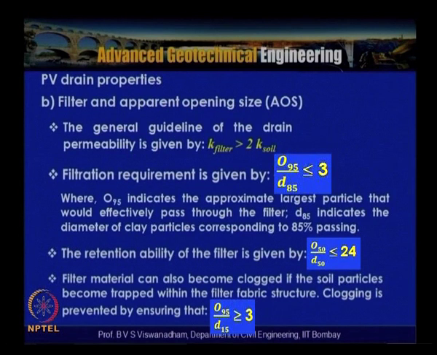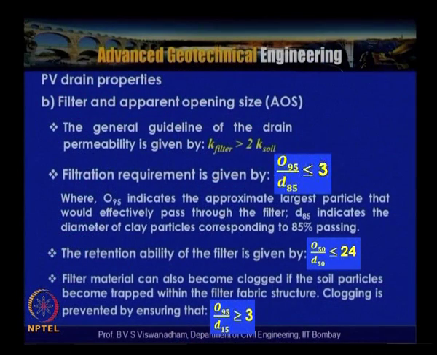Now the filter and opening size: as we said, the filter jacket is made with nonwoven geotextile having a certain apparent opening size and a certain mass per unit area. The general guidance for drain permeability is that k filter, the permeability of the filter jacket, has to be at least 2 times the permeability of the soil. Most of the clays undergoing consolidation have permeability of, let us say, 10 to the power of minus 9 meter per second, so the filter should have a minimum of 2 into 10 to the power of minus 9 meter per second.